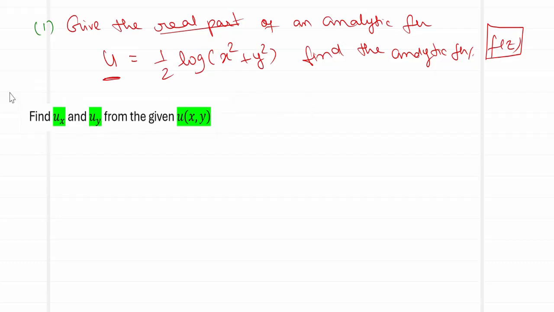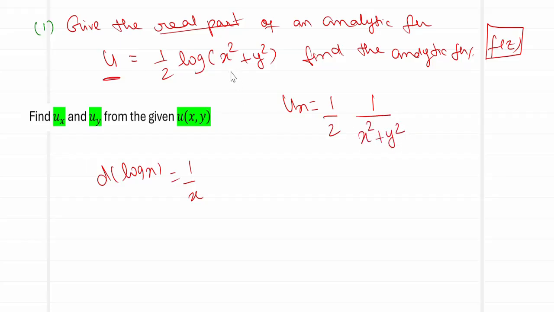So u with respect to x is going to be half. What is going to be differentiation of log x? That is nothing but 1 by x. So differentiation of log x square plus y square is 1 divided by x square plus y square. Now the inner function has to be differentiated with respect to x. What is going to be x square with respect to x? I have it as 2x. What is y square with respect to x? That is 0. So this 2 cancels off, leaving you with x divided by x square plus y square.